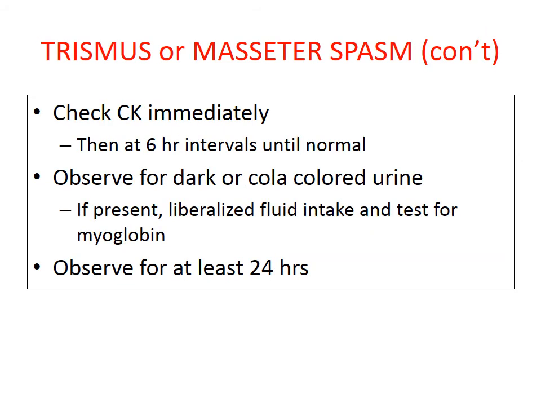If you're checking CK immediately, then do it at 6-hour intervals. Again, watch for signs of myoglobinuria, such as darker, Coca-Cola-colored urine. We talked about liberalizing fluid intake or giving IV fluids in higher volumes, and watching the patient for at least 24 hours if this is a true concern. In other words, admit the patient.